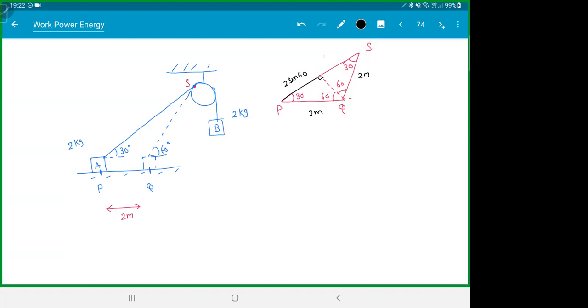Or you can use sine rule also. 2 sine 60. So we get PS will be root 3 meters. And we have QS is equal to 1 meter. So distance traveled by block B is this length minus this length. If you subtract these two lengths, the difference will be the distance moved by the block.